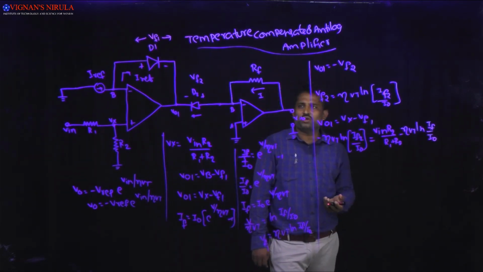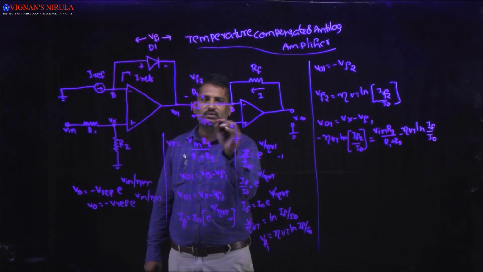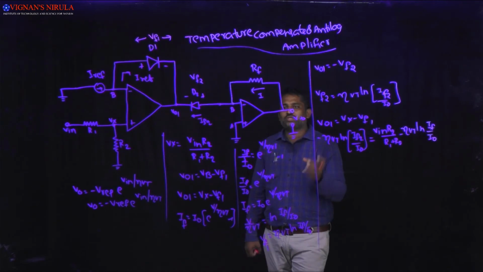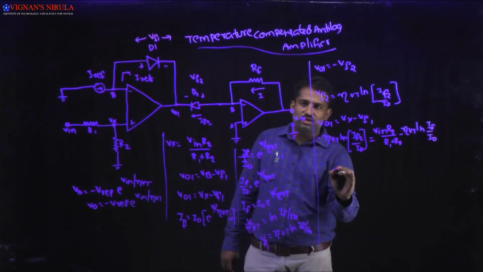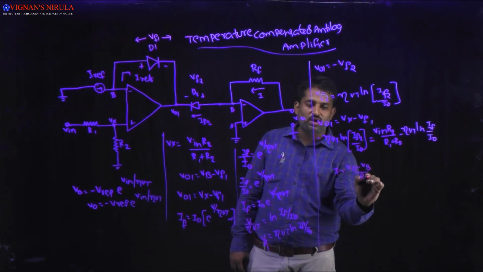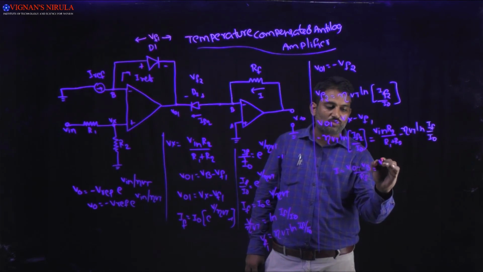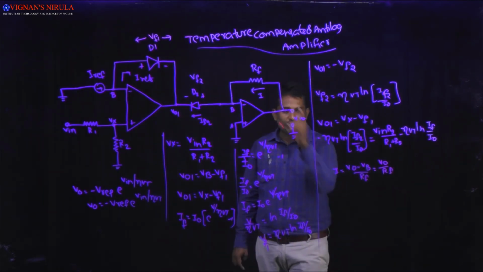And we all know that IF2 will be equal to IF. How can you treat IF2 as equal to IF? The current passing into the op amp is 0, so the input current will be equal to the output current. So from this op amp, I will be equal to V naught minus VB divided by RF. According to the virtual ground concept, VA is equal to 0, then VB is also equal to 0. From this we will get V naught divided by RF, that I will be nothing but IF2.